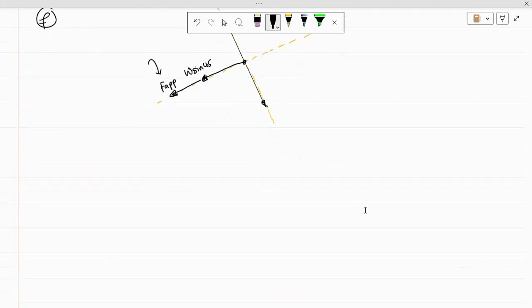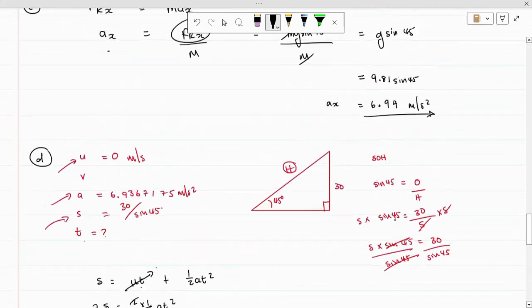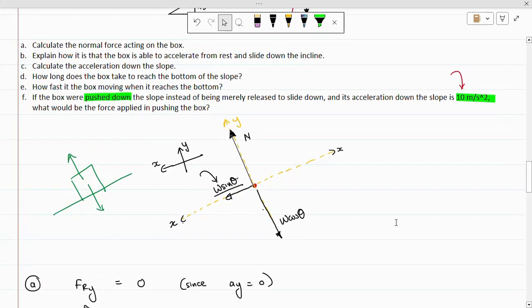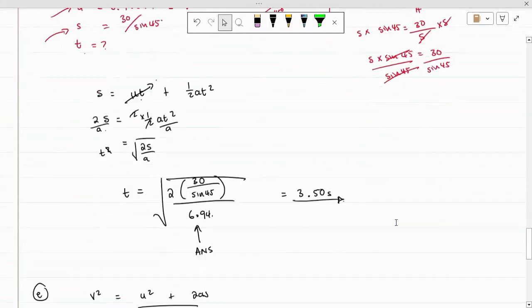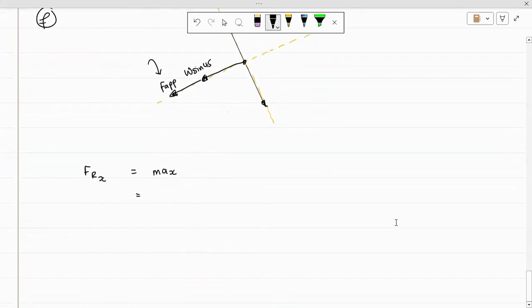So again, it goes from Newton's second law. The resultant force in the x direction is equal to the mass times the acceleration in the x direction. We have a new acceleration. The mass is 600. So we have 600 multiplied by the acceleration of 10. That's going to give us 6,000 newtons down the slope. You've got 6,000 newtons. That's coming from Newton's second law.